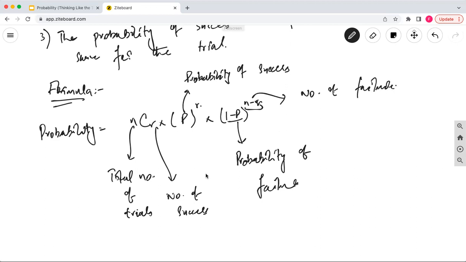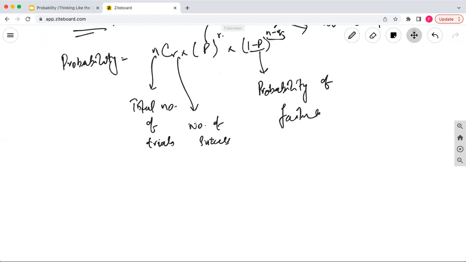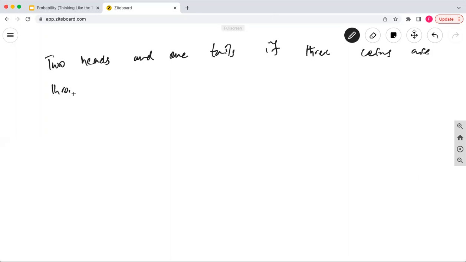For example, if I consider a question to understand this formula, and if I say: what is the probability of getting 2 heads and 1 tail if 3 coins are thrown? Okay, so I'm throwing 3 coins. What is the possibility of getting 2 heads and 1 tail at the same time?